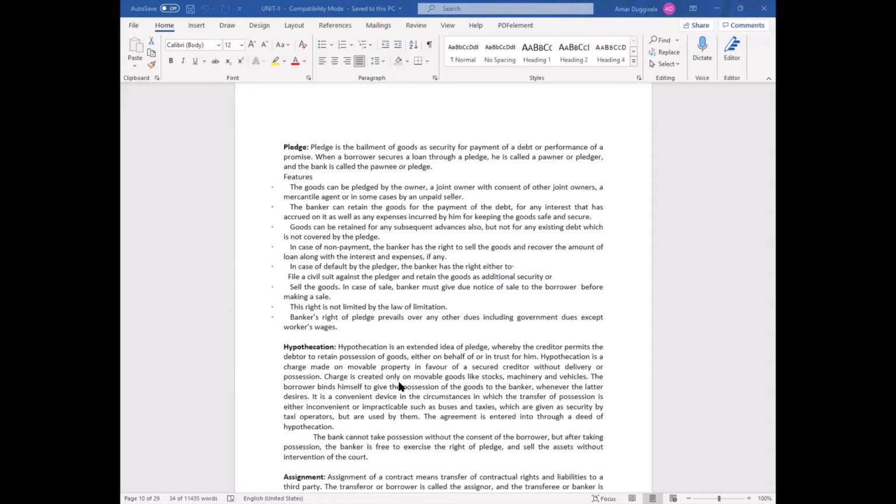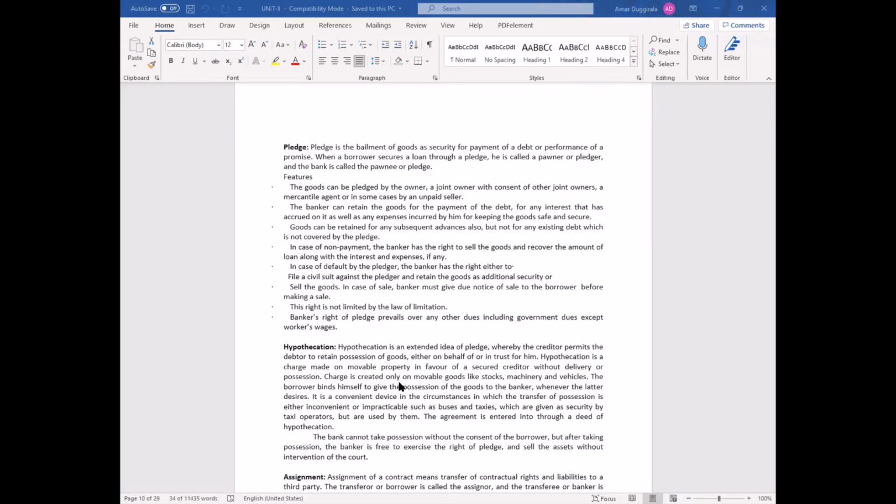The goods retained are kept for the loan that has been taken and in which the security has been kept as a pledge, not for any other security, not for any other loan. Say, for example, I have taken a loan, I have pledged my land and building, for example. The loan that I have taken, on which I have given the pledged property, will be used for that only.